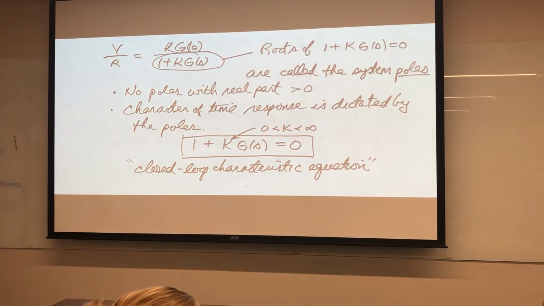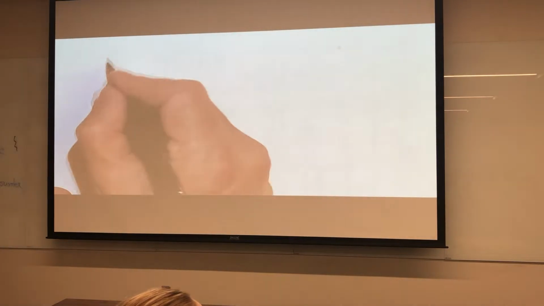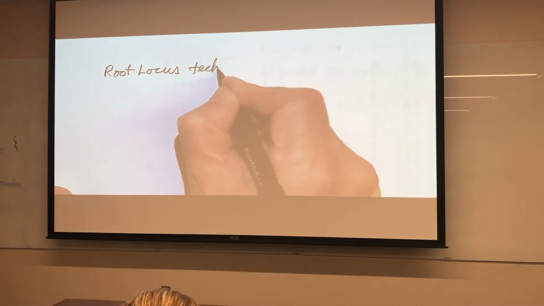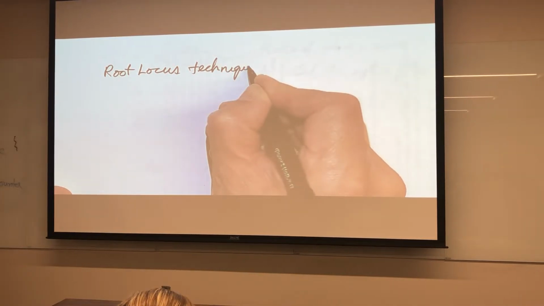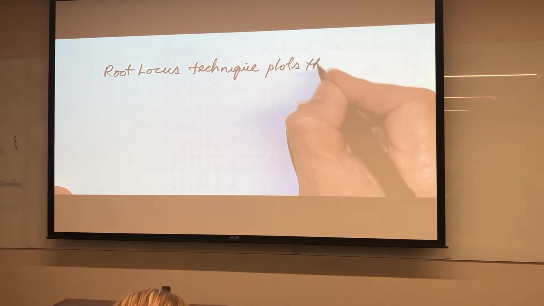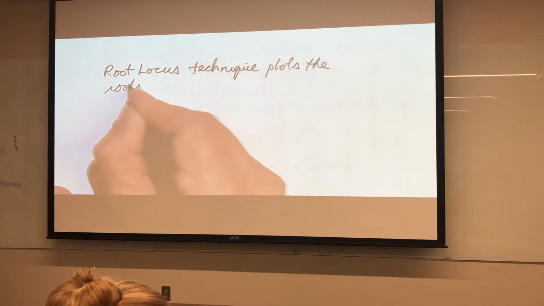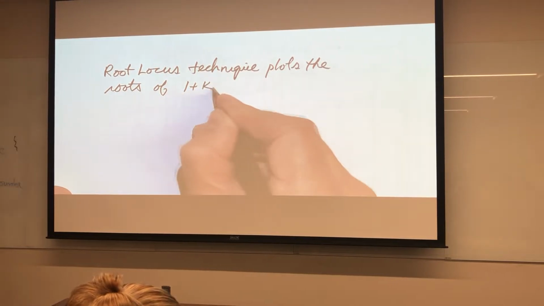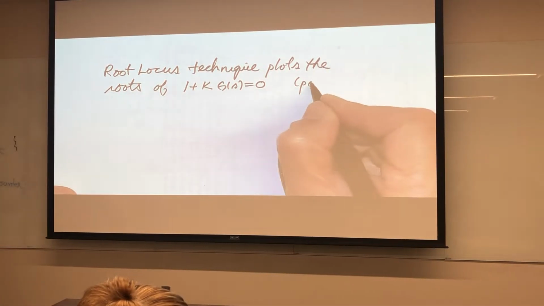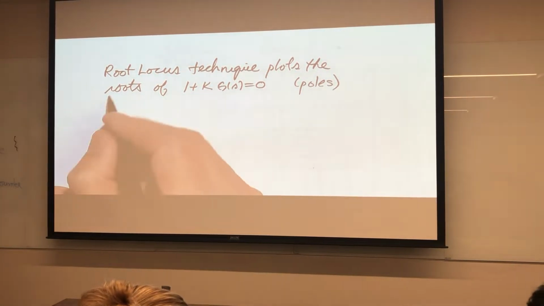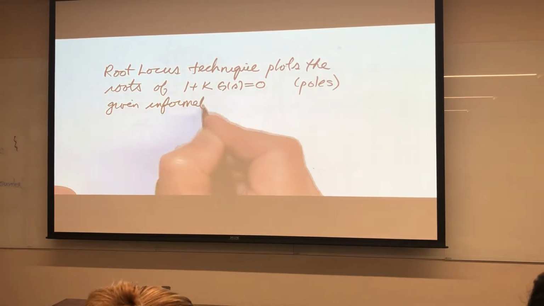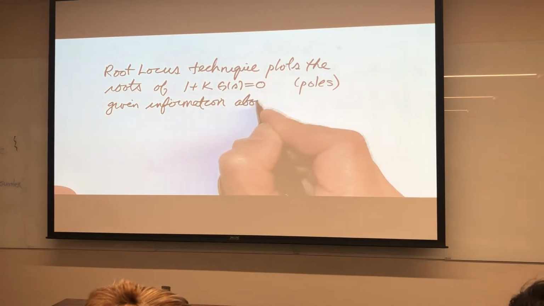The root locus technique, let me explain what it is. It basically plots the roots of 1 plus k g of s equal to 0. It plots the poles, given information about the open loop.